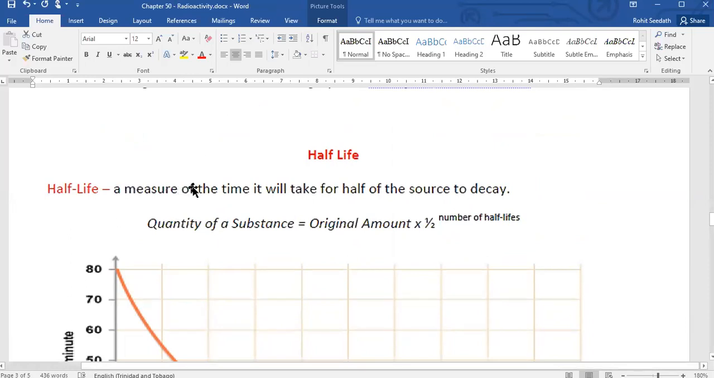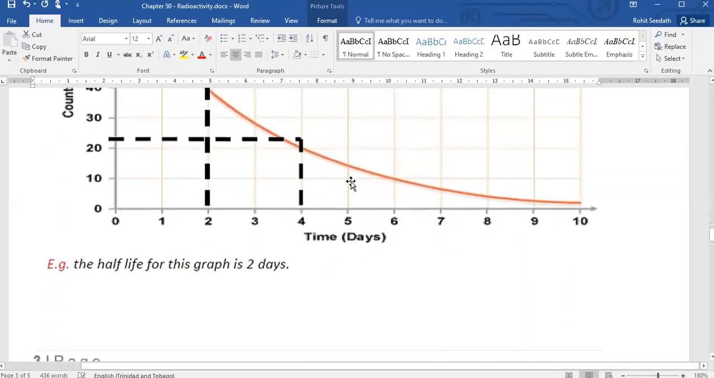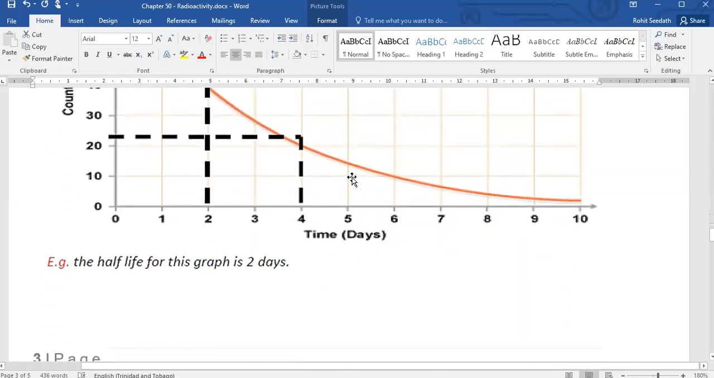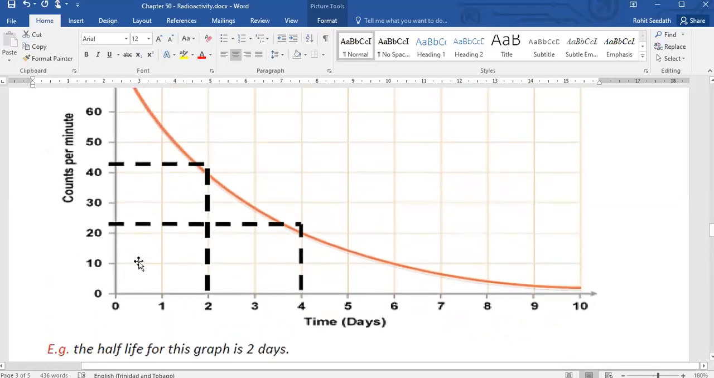Half-life is a measure of the time it will take for half of the source to decay. Then the quantity of the substance is equal to the original amount multiplied by one half raised to the power of the number of half-lives. I'll explain this in detail on Friday when we're doing past questions, because that's the only way you understand. Example: the half-life of this graph is 2 days. So you started with 4 and then 2 here.